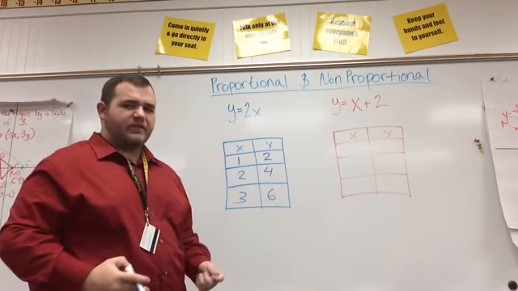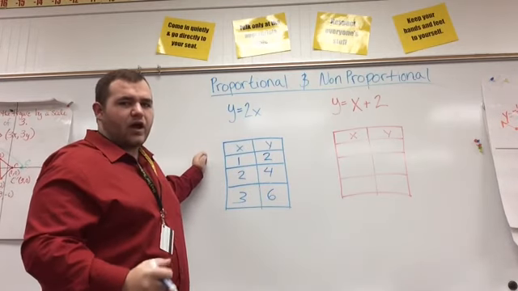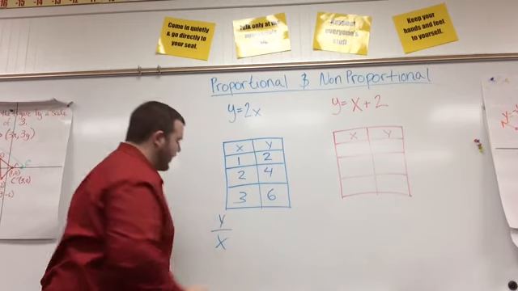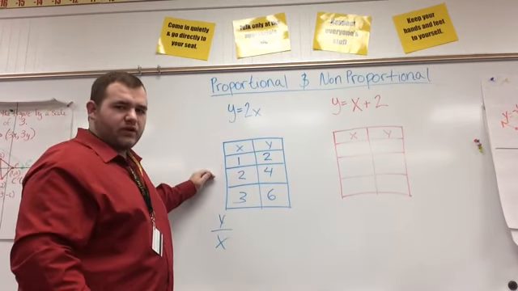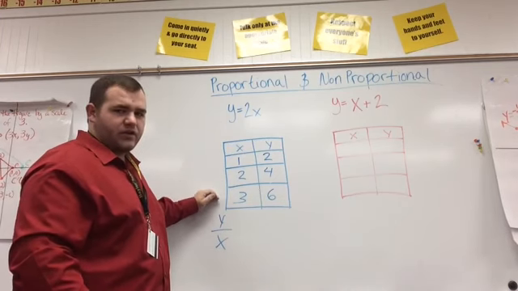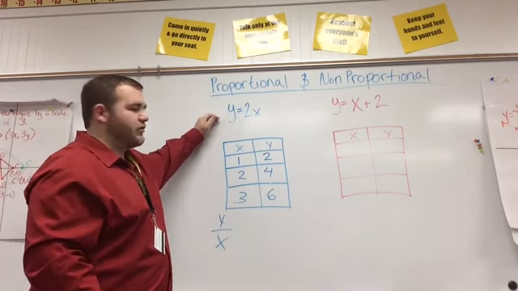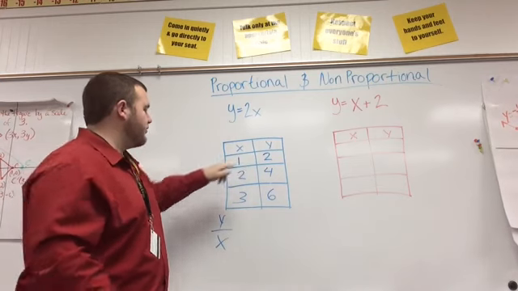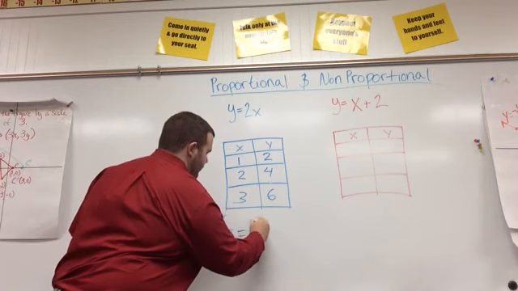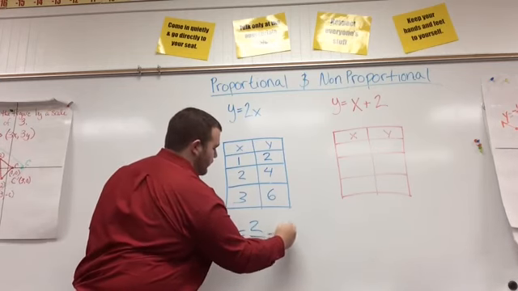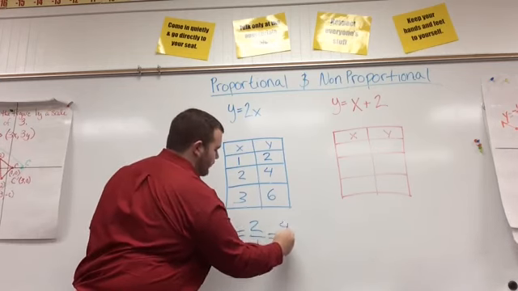And so I said ratio. We want to set it up as y over x, and we want to do that for all 3 points. And if we get the same value for all 3, then we know that y equals 2x is proportional. So let's set the first one up. 2 over 1, and then we're going to set it equal to 4 over 2, and then we're going to set that equal to 6 over 3.